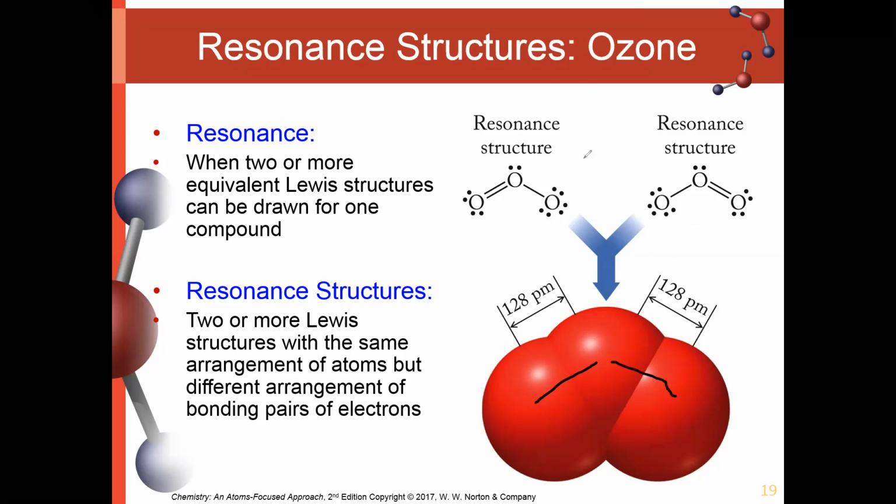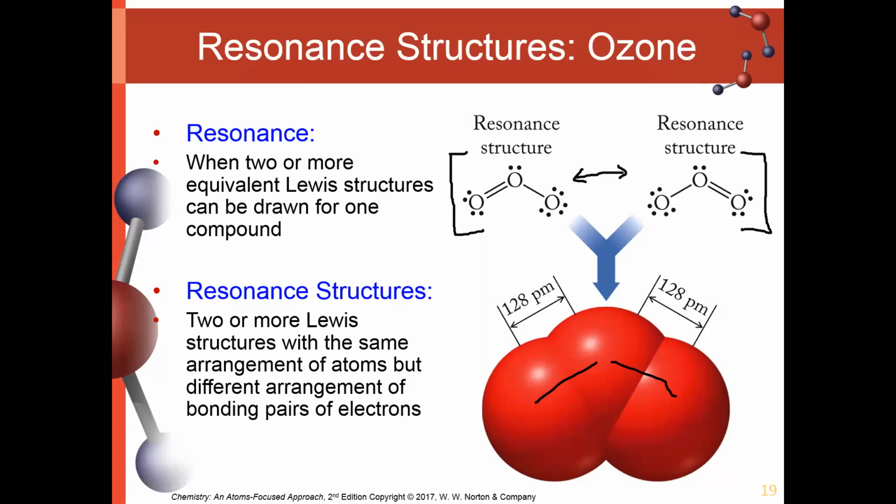And so what that means is that in reality, neither of these structures is correct or complete on its own. The only true nature, the way that we can show it, is by showing both of them together at the same time. And the way that we do that from a two-dimensional drawing standpoint is we bracket them and we draw double-headed arrows between them to show that the two structures are equivalent to each other.